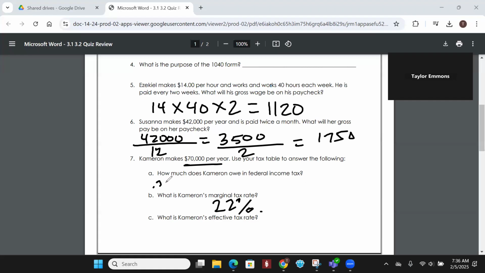So that's going to be 0.22 times 70,000 minus how much do we subtract off? 41,776. Is it 75 or 76? 76. Look in the right-hand column, where it says. Oh, 75. All right. Okay. And how much are we going to add? 4,000.